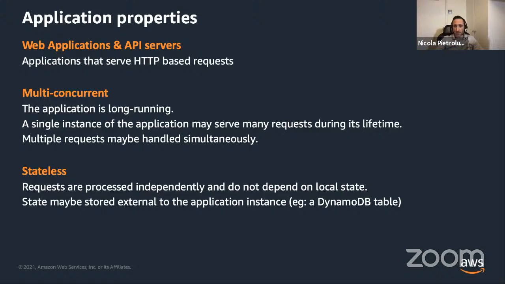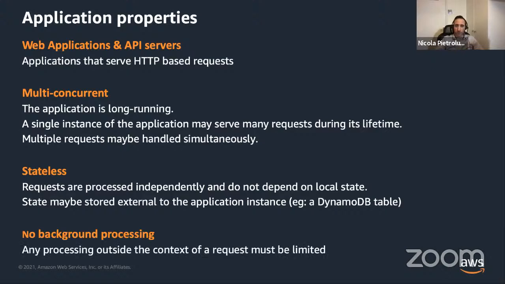The application must also be stateless, so request processing should not depend on any local state on disk. You can choose to store state in external databases and data stores. And there should be little to no background processing. By background processing, I mean any processing that happens offline outside the context of a request, simply because App Runner heavily throttles containers' CPUs when requests are not actively being processed.